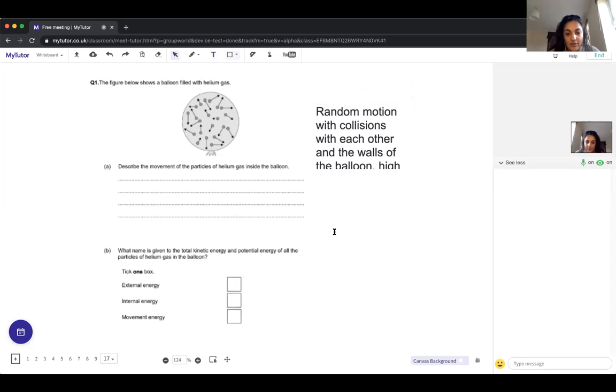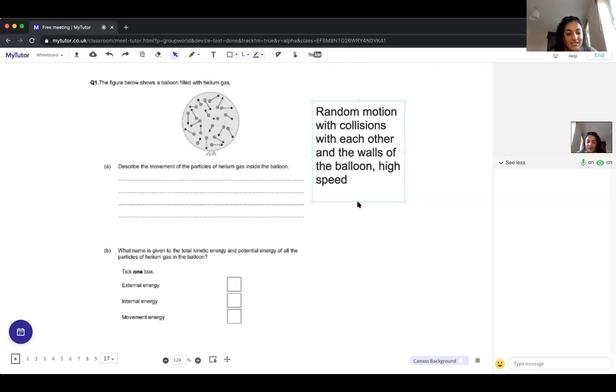Okay, so someone's just put in the chat, would they give us questions like this in the exam? Absolutely. These are all taken from past exam papers. Any question that I give you is taken from an exam paper. Okay, so really important that we know how to answer these perfectly.